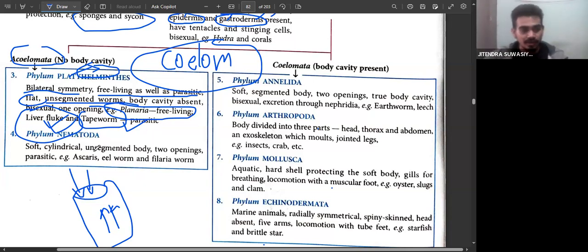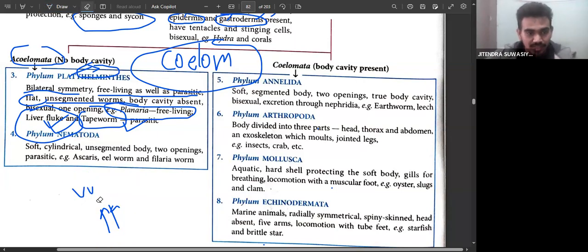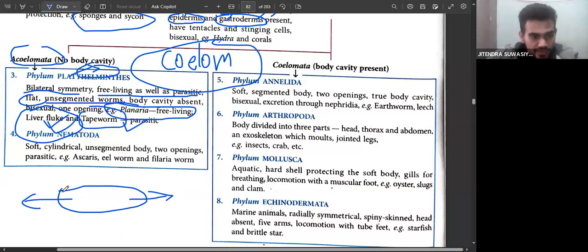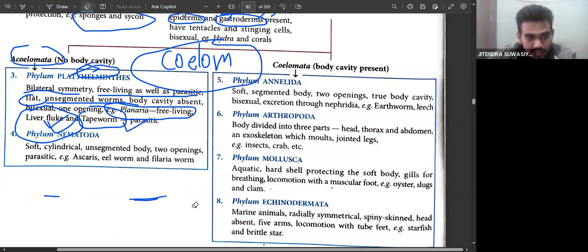Then we have phylum Nematoda. Phylum Nematoda is something that has a soft, cylindrical, unsegmented body. They have two openings. Like I talked about the Platyhelminthes, they have only one opening. But in Nematoda, they have two openings. They will ingest food material from one, and they have their excretory material from the other. I will show you a clear image of it.